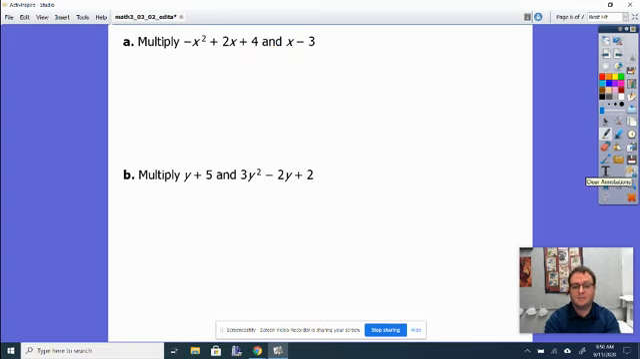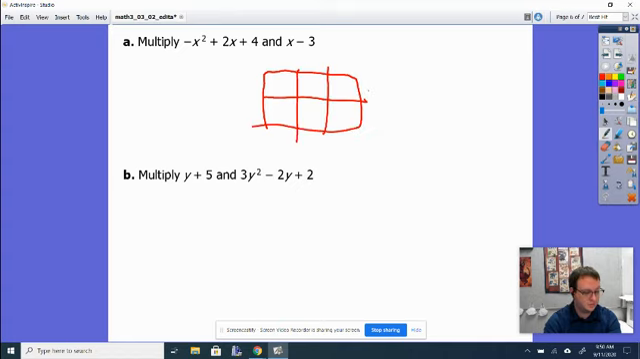If I'm doing the box, and in this case it'd be a 3 by 2 box, I'm going to take x minus 3, negative x squared, 2x, 4. If I'm doing the box method, you're not going to miss any, because if you're missing one, there's an empty box. And if you have an empty box, you should probably put something in that box.